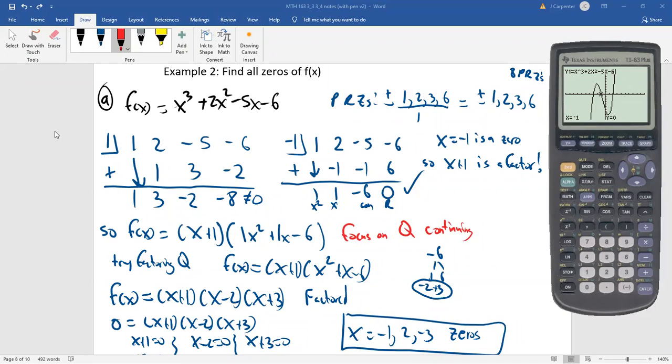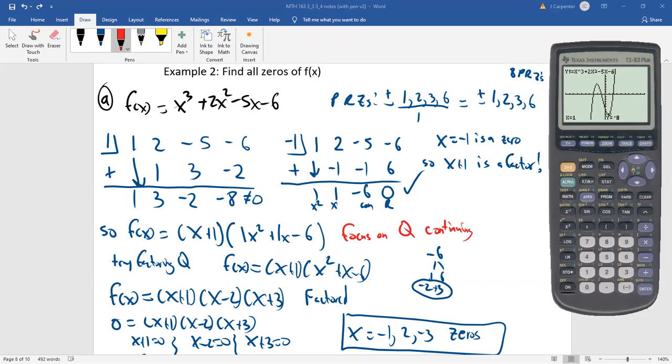So I did synthetic division with positive 1 here. Look at what happens at positive 1. So here's positive 1 on the x-axis. It's all the way down here. That is clearly not a zero. And if you type positive 1, you can see you get a y value of negative 8. Oh, look at that, negative 8. That's not 0, so positive 1 fails. So this is how I'm telling you you can use technology to point you in the right direction.